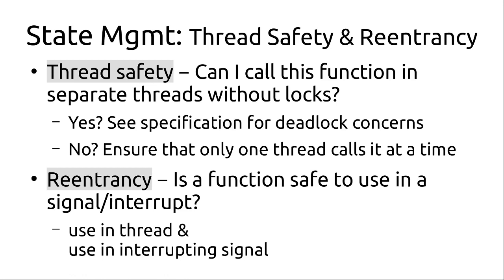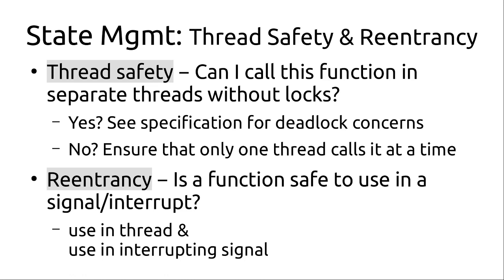So thread safety is simply the idea of whether you can have multiple threads calling a function at effectively the same time because of concurrency or parallelism, right? So two threads calling the same function on two separate cores, two threads calling the same set of functions in an API on the same resource on separate cores. Is that allowed, yes or no? That's basically whether the function itself is thread safe. So can I call this function in separate threads without locks?